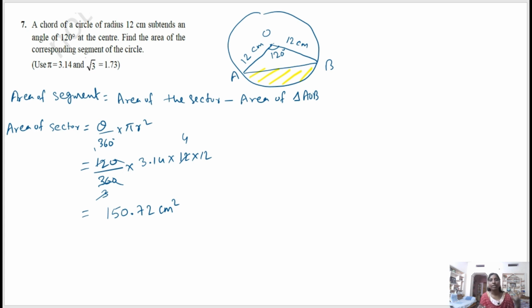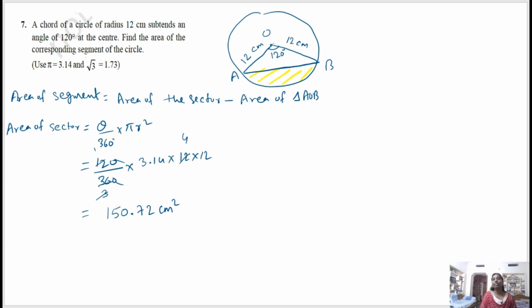Now, what about area of triangle? Okay, here it is not an equilateral triangle. Then how will you find the area of the triangle? The general formula for area of any triangle is, what is the area of the triangle formula? 1 by 2 into base into height. In this triangle, base is also not given. It means AB is not given. Here it is AB. AB is not given. And height is also not given. Then how? So we have to find out the base and the height.